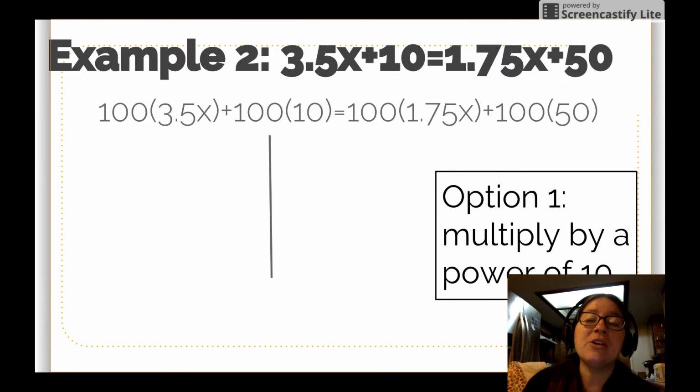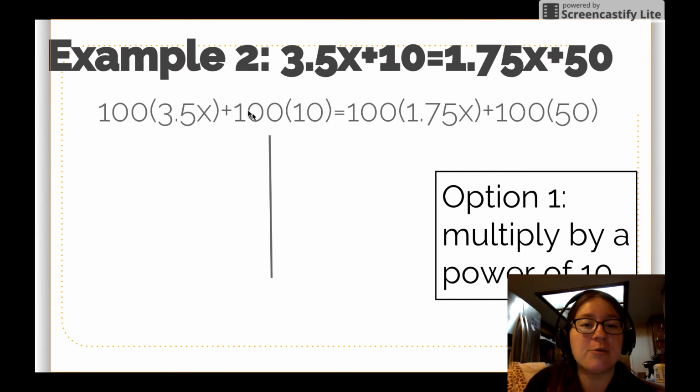Okay. Here's using option number 1, multiply by a power of 10. For this problem, 3.5x plus 10 equals 1.75x plus 50, I have chosen to multiply by the second power of 10, which is 100. 10 times 10 is 100. And I chose that because of this number right here, 1.75. It's got two decimal places, so I'm going to multiply it by 10 to the power of 2.